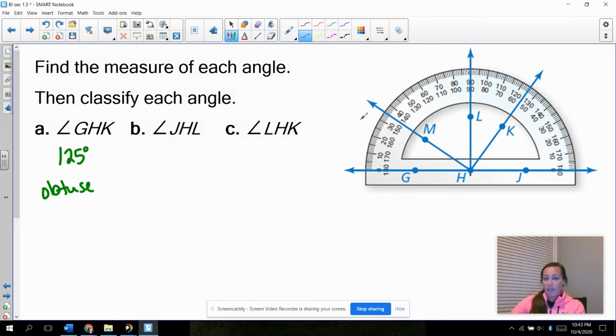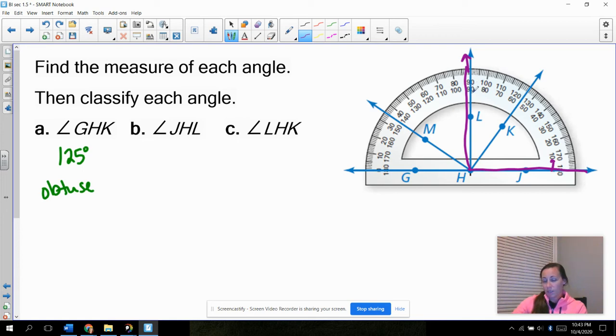Now we're on JHL. So now this one is starting over here. JH, and then we're going up to L. Kind of missed that, but you know, you get the idea. So now we're looking at this purple one. If I'm starting over here, now I'm using the bottom numbers. I would be using the bottom, ignore the top.